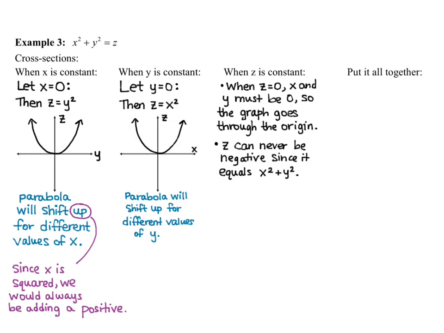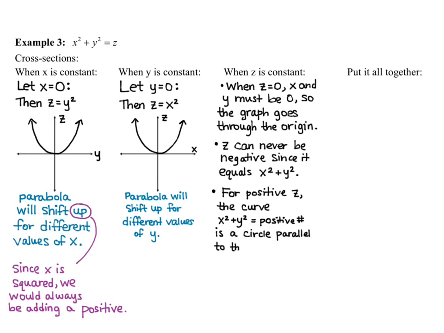Okay, now the third possibility is when z is positive. So for positive z, the curve x squared plus y squared equals a positive number, and that would be a circle parallel to the xy plane. The reason it's parallel to the xy plane is because it's x squared plus y squared. Those are the 2 variables that are present.